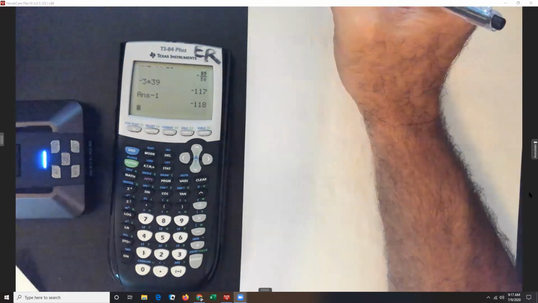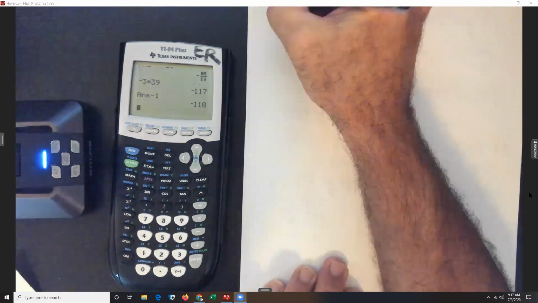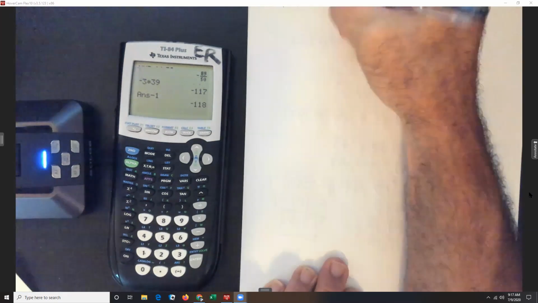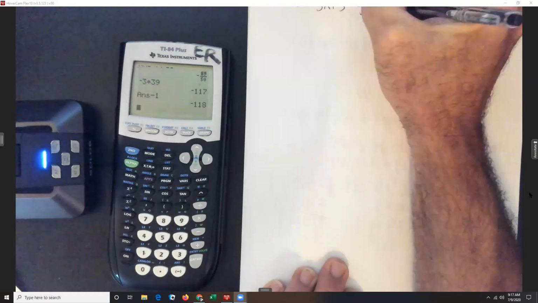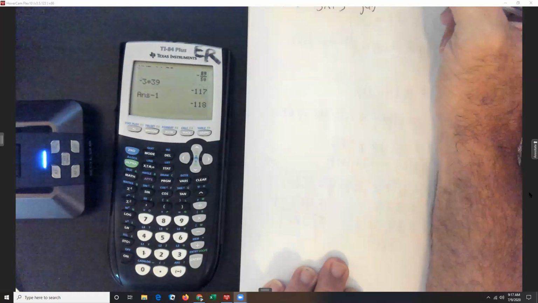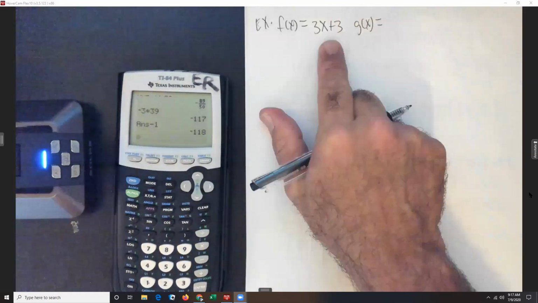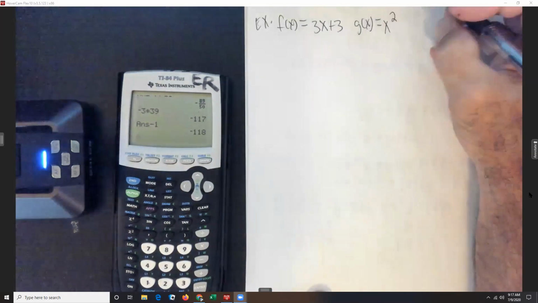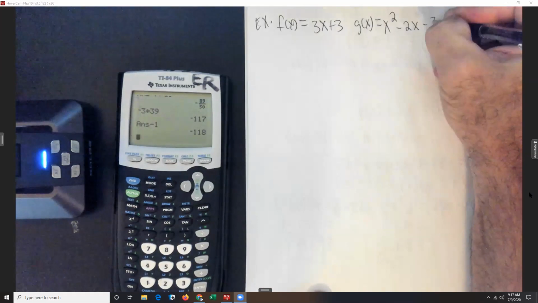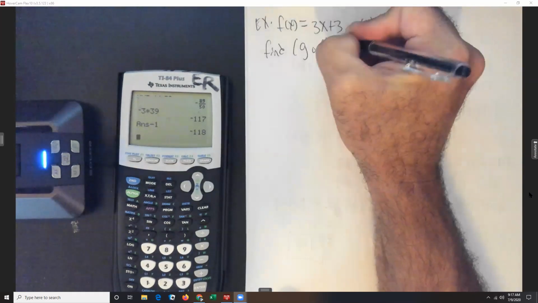Oh, let's see what they got on this one. F of x is going to equal 3x plus 3. G of x is going to equal, yes, oh, okay, bring it up. I'm with you now. All right, so f of x is 3x plus 3. G of x is going to equal x squared minus 2x minus 3. They want us to find g of f of 6.